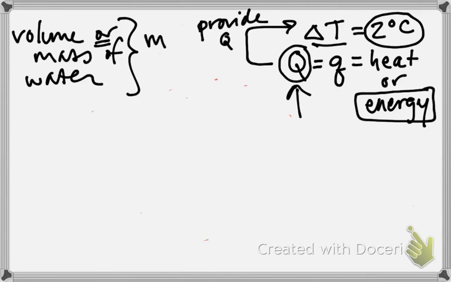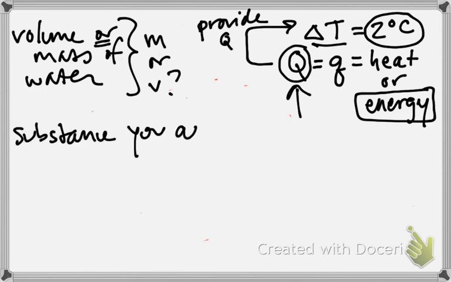Do we care about mass or do we care about volume of the water? Or maybe both. And then the substance that you put in, that seems to matter too, because aluminum behaves differently than copper. So there must be something about the nature of what you add that can change things. So what's the substance that you add? And then how much of the substance do you add?